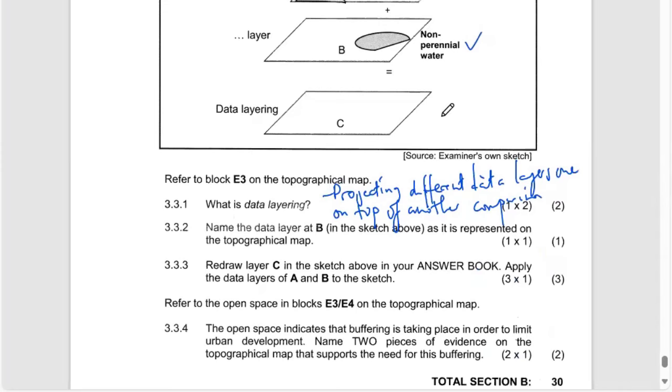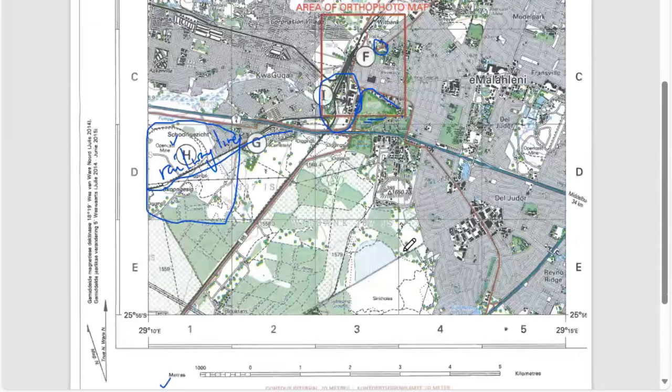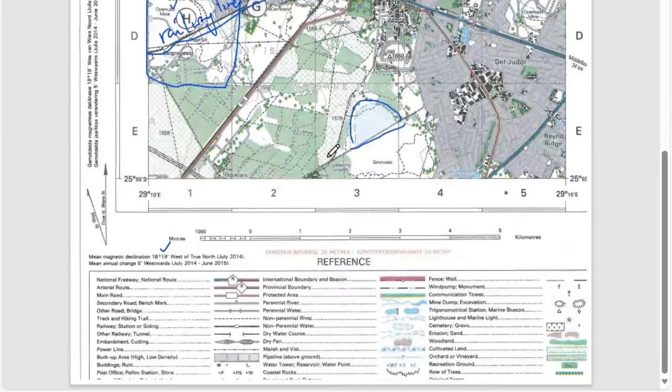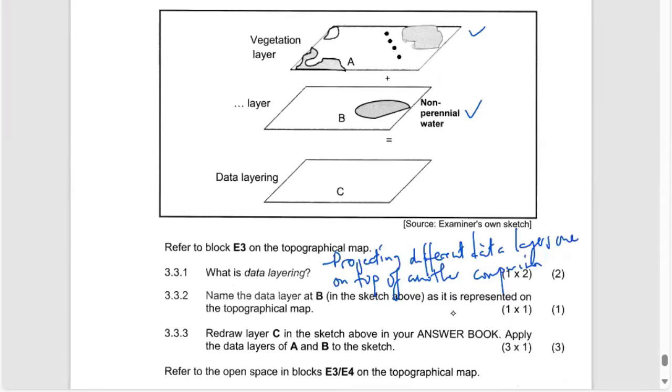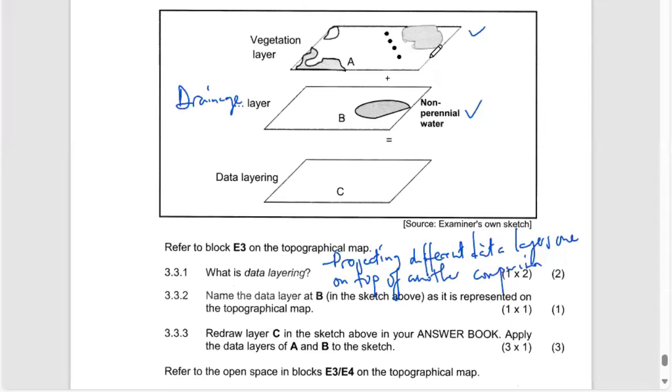Name the data layer B in the sketch above, as it is represented on the topographical map. Data layer B, we are told that it has non-perennial water. Even if we are to check here on the topographic map, we have this non-perennial water here. What layer does it fall under? Non-perennial water, for one obvious reason, is a drainage layer. Right. Redraw layer C in the sketch above in your answer book. We want to now show this combined two, A and B. We want to put them layered. So we're going to take this feature.